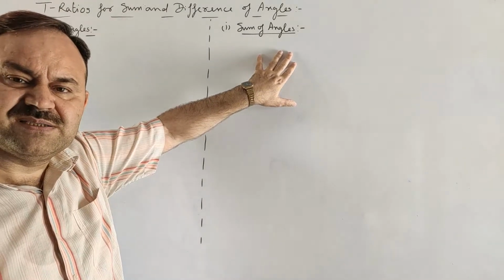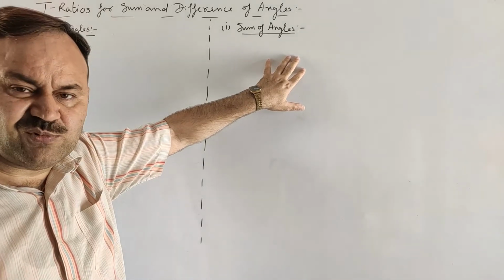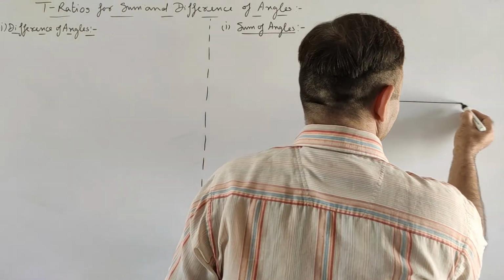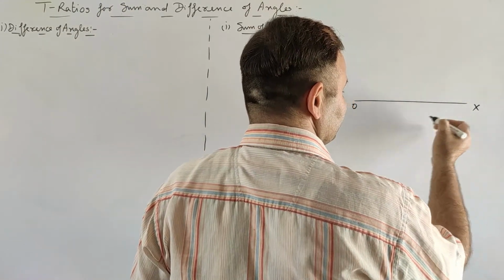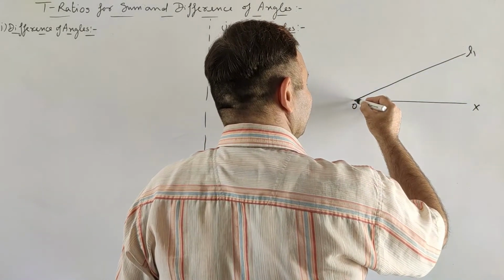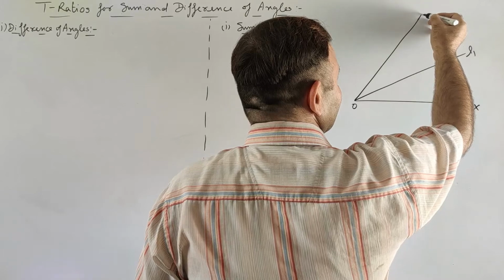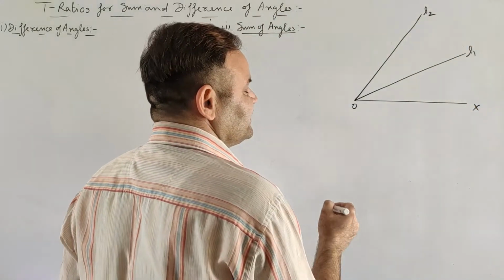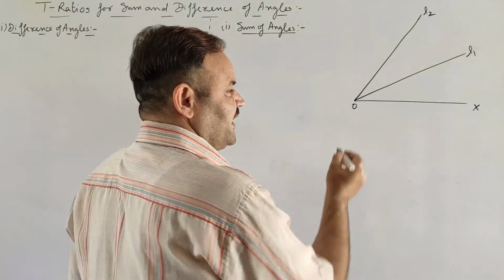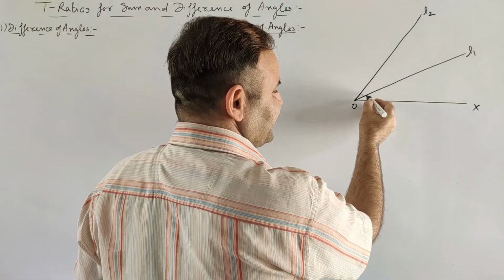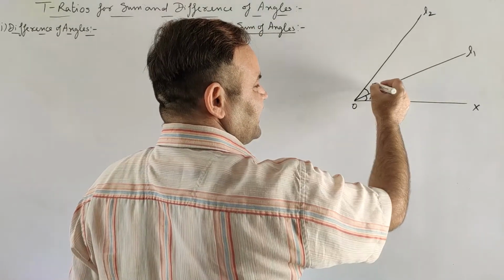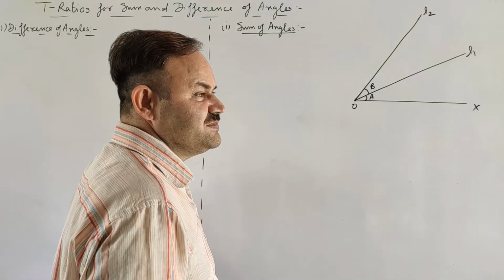First we are obtaining the T ratios for sum of two angles. For that we will be requiring a baseline, say OX is our baseline, and we will be requiring two more lines, say L1 and L2, and these two lines are meeting the first baseline at point O, and inclination between OX and L1 is A, while that between L1 and L2 is B.